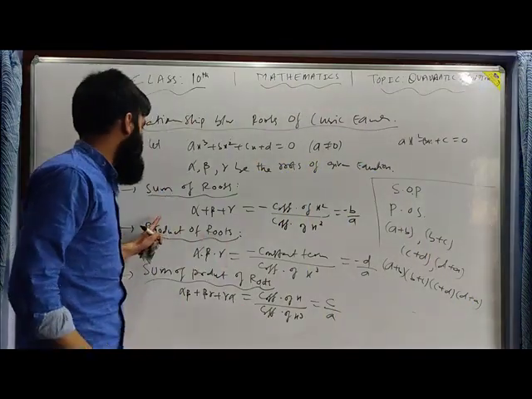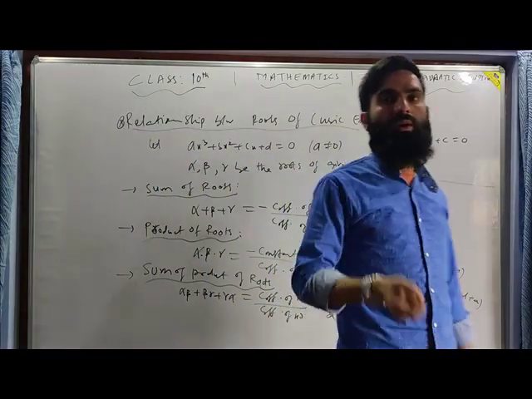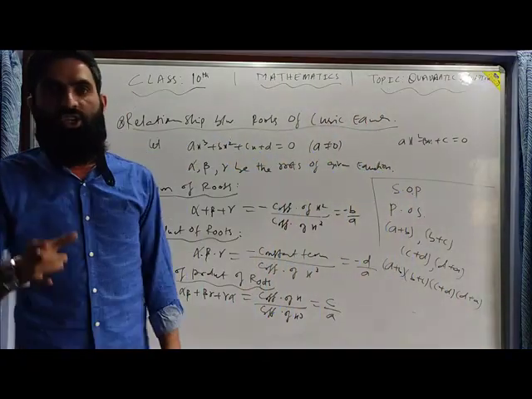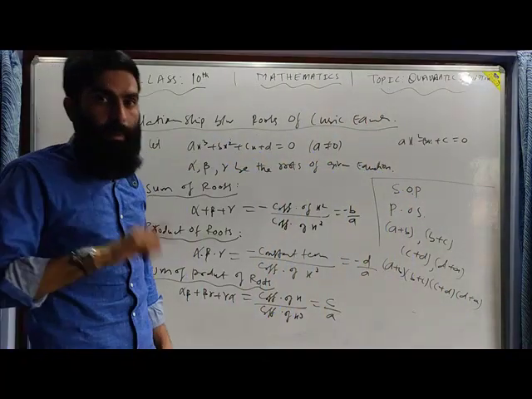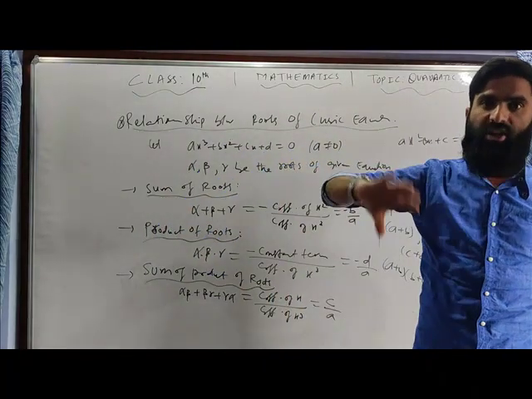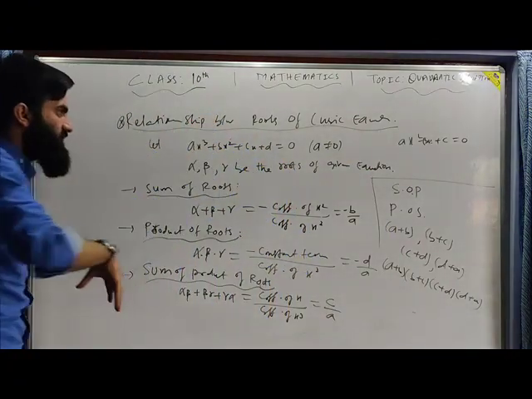If we represent the relation for the product of roots, alpha dot beta dot gamma will be equal to minus constant term divided by the coefficient of x cubed. For the sum of product of roots, alpha beta plus beta gamma plus gamma alpha will be equal to coefficient of x divided by the coefficient of x cubed. Remember this once for all.